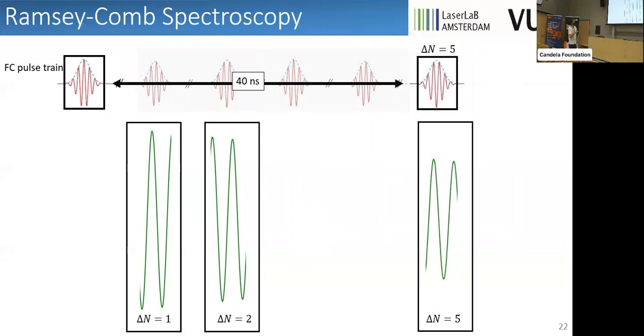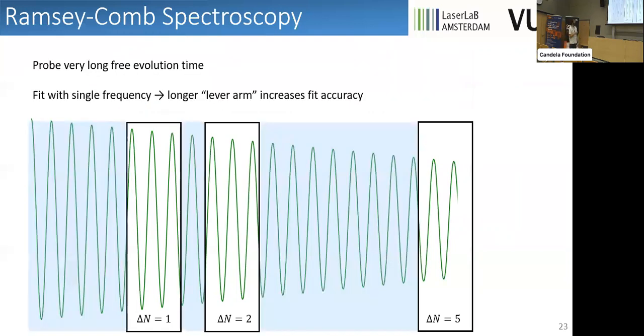And we can keep going and go, say, all the way to delta n equals 5, 40 nanoseconds, and do the same thing. And now what this gives us is that we effectively probe a very long free evolution time. And when we fit the frequency that we want to extract, we have a very long lever arm.